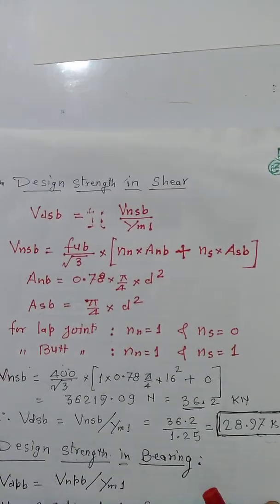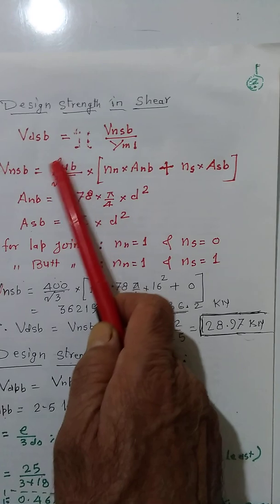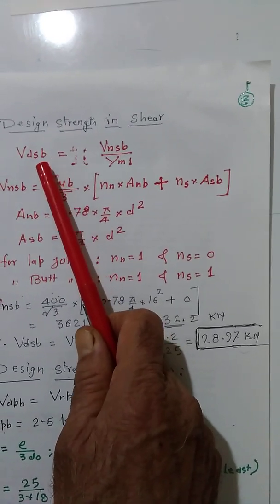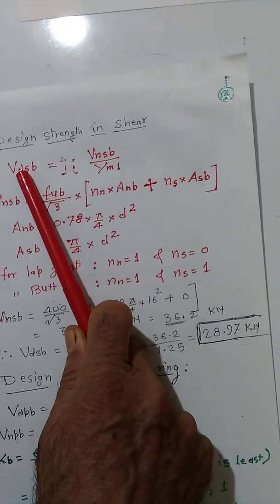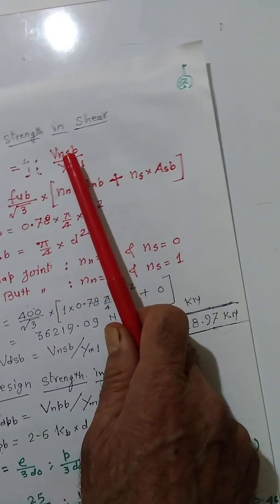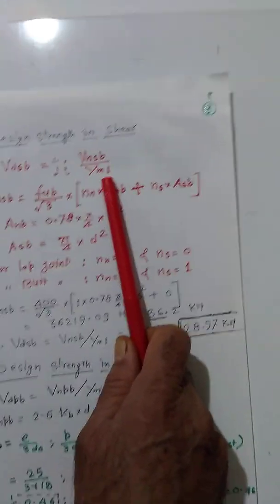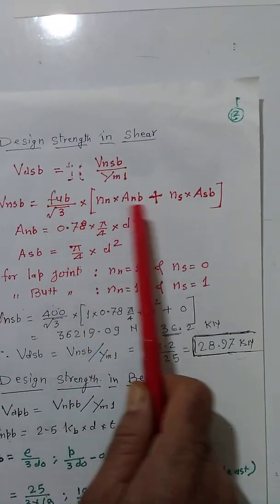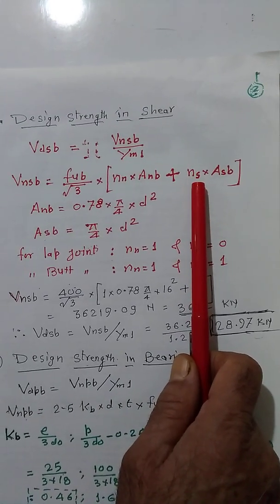Now we'll go for the next part, the design shear strength of a bolt. The expression that I have written here can be seen in the IS code also, written as VDSB, that is the design shear force of a bolt. VDSB, the design shear force of a bolt, is equal to the nominal shear force of a bolt, VNSB, upon gamma M1. This mathematical expression is already given in IS code 800:2007 and is allowed in the examination also.